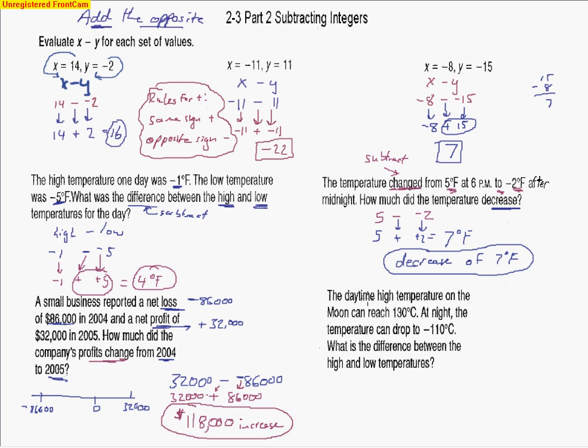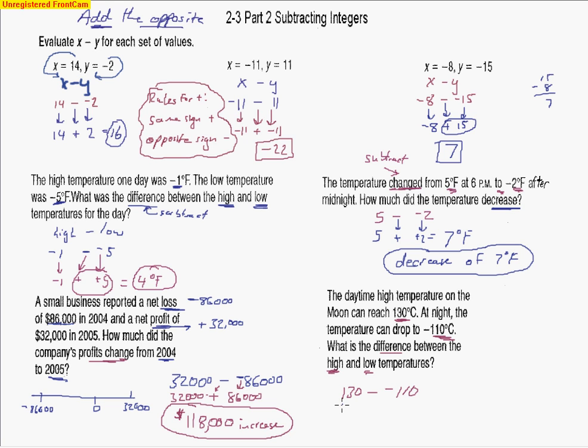The daytime high temperature on the moon can reach 130 degrees Celsius. At night, temperature can drop to negative 110 degrees Celsius. What's the difference between the high and the low? Difference tells us to subtract. We're going to start with the high and go to the low. So the high was 130, and we're taking away negative 110 degrees. Now let's figure out what that change is.